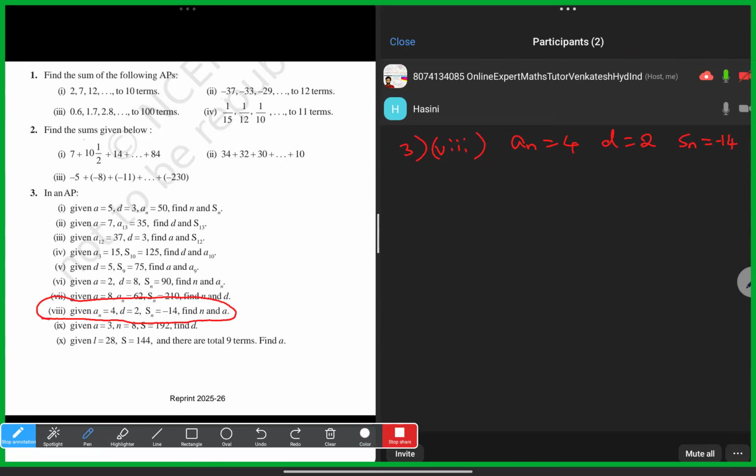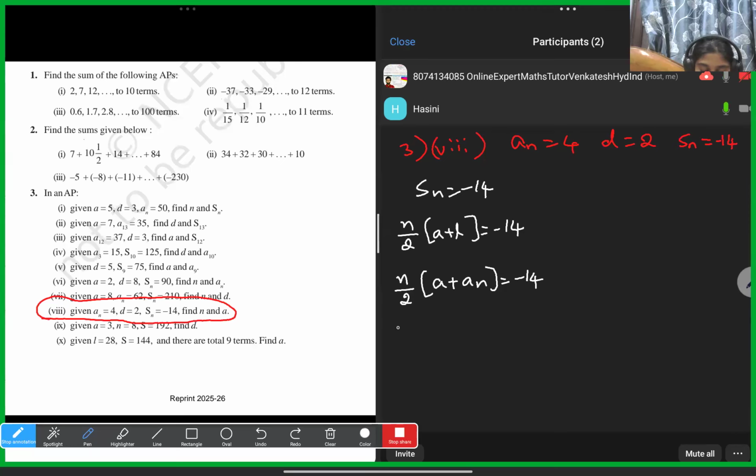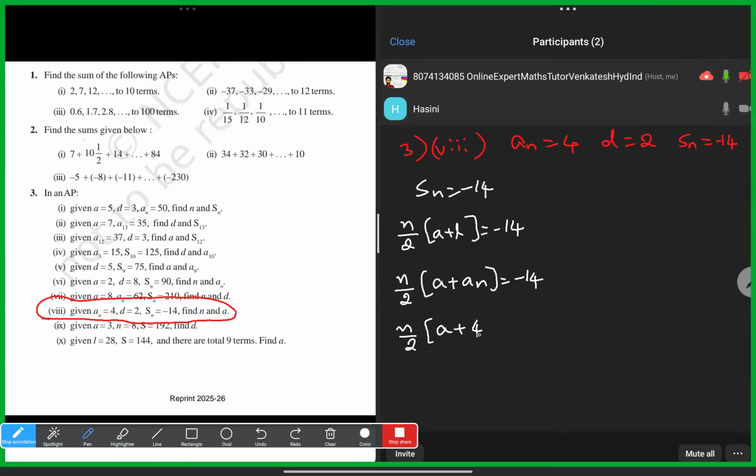So Hasni, first what I'm doing is Sn is equal to minus 14. So n by 2 into (a plus l), Hasni, is minus 14. Here l is nothing but an, no, Hasni. Whenever we have an, we can use that for l. Yes or no? Yes, sir. So n by 2 into (a plus an), and an is 4, Hasni.